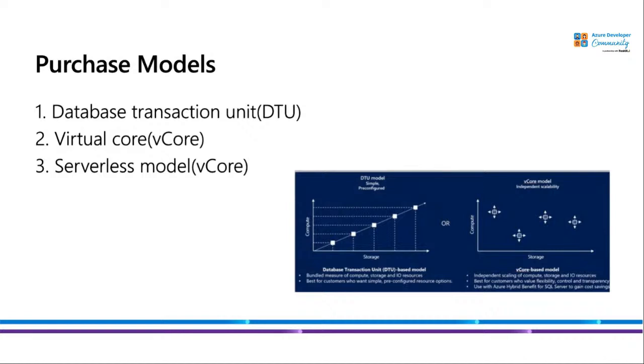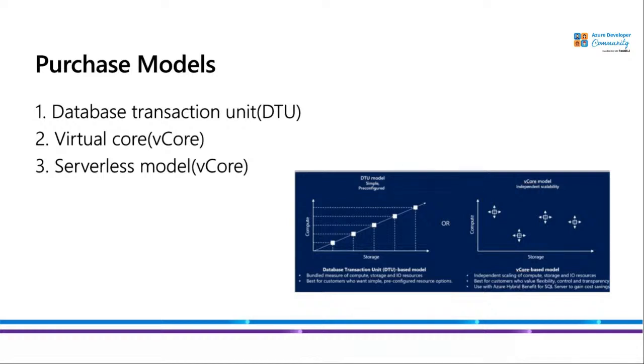So there are various purchase models according to which they charge us money. Talking about the purchase models, firstly there is the database transaction unit, that is DTU, which is Microsoft's own unit of performance, a blend of vCore, memory, IOPS and other metrics, and it is really hard to estimate this way.